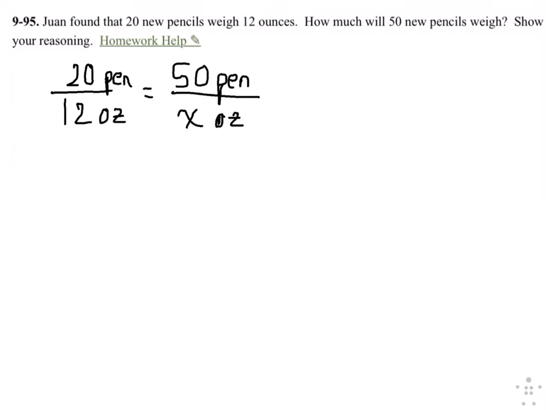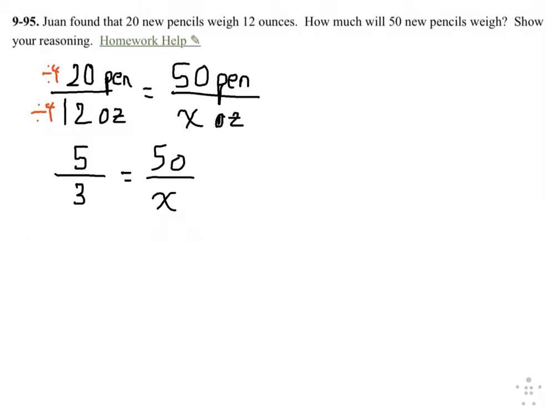So first, I think it's always prudent to simplify, right? So this becomes 5 over 3, right? Because they have a common factor, right? 4 divided by 4, and equals 50 over x.